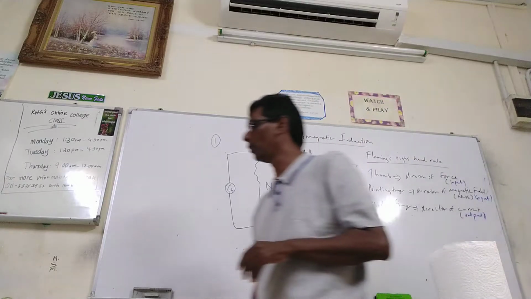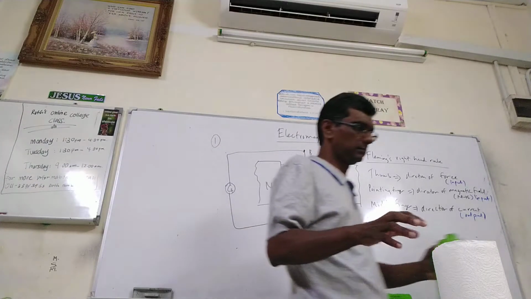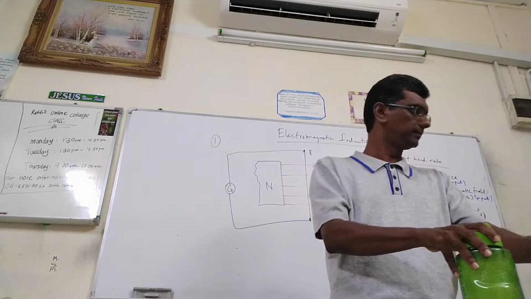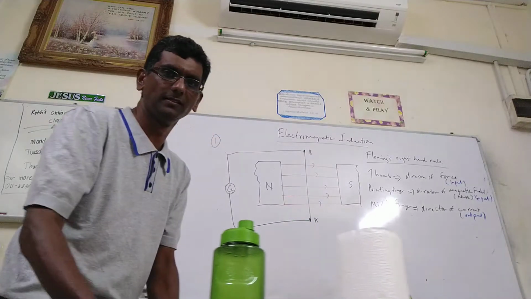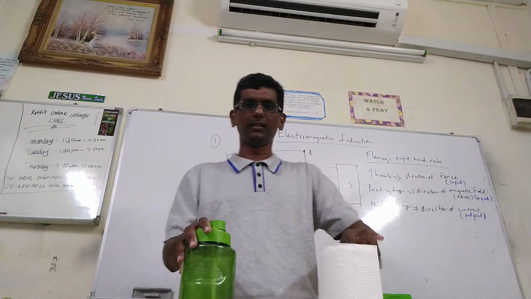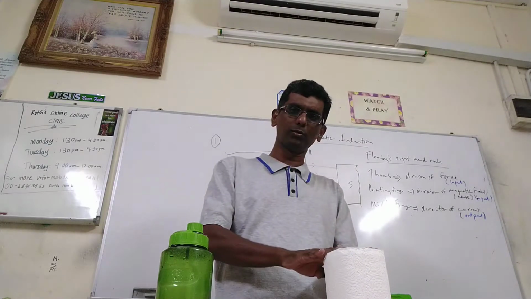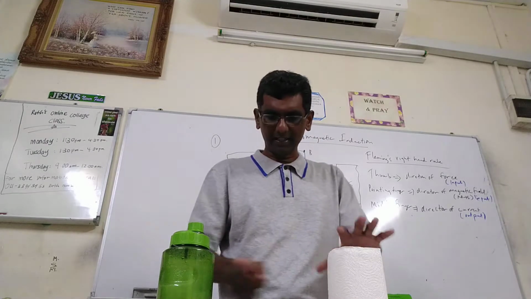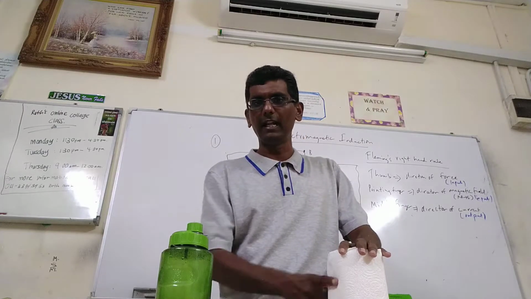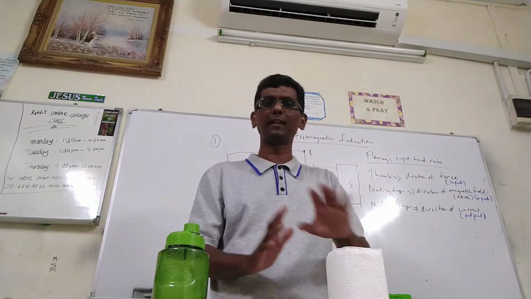Okay, North Pole and South Pole. This is the North Pole, and this is the South Pole. Imagine there is a magnetic flux, magnetic field lines, between the North Pole and the South Pole.